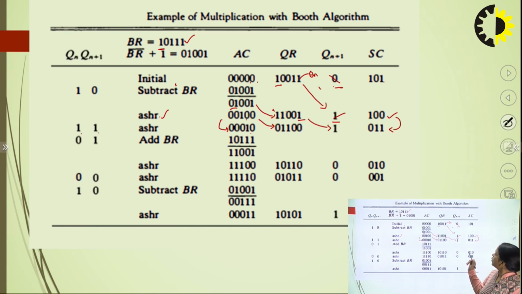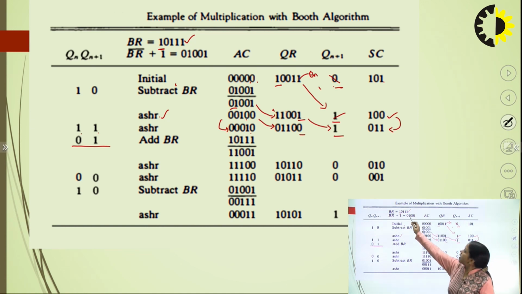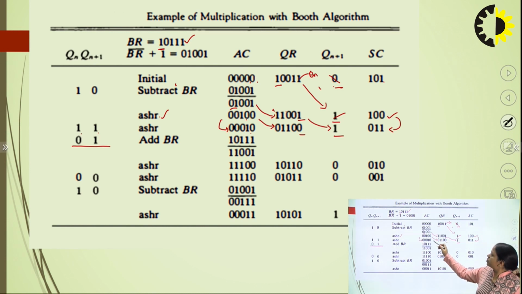Again, I will check the value of Qn and Qn plus 1. Now, you can see here the value of Qn and Qn plus 1 is 0, 1. In the case of 0, 1, we will add the BR value. So, this is the BR value and we will add this BR value into the AC register. So, you can see here 0 plus 1 is 1, 1 plus 1 is 0 and carry 1, 1 plus 1 is 0, carry 1, and the carry will come here and then 1, fine. So, again we will have this value in our AC register.